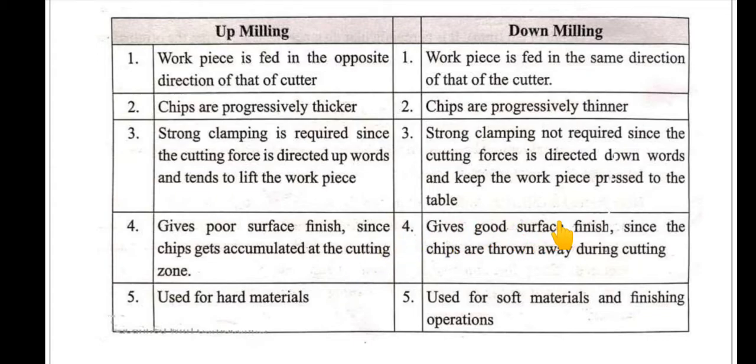In down milling we get a good surface finish because the chips are thrown away during the cutting process. What happens is that we are feeding the workpiece in the direction of the milling cutter, so whatever chips are formed will be thrown away. So here we will get a good surface finish in down milling.